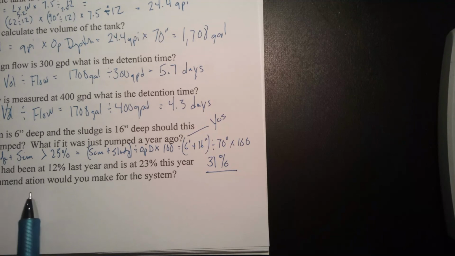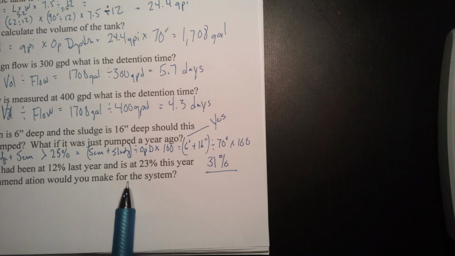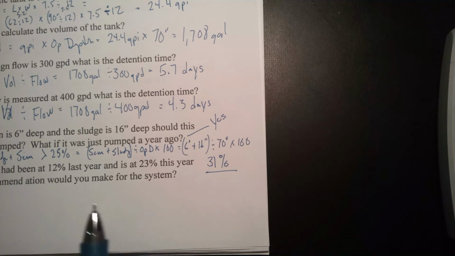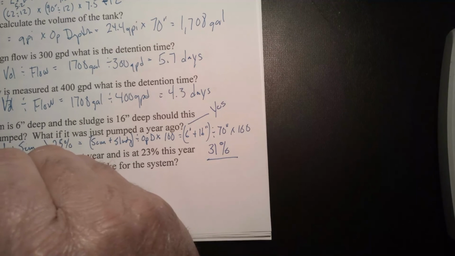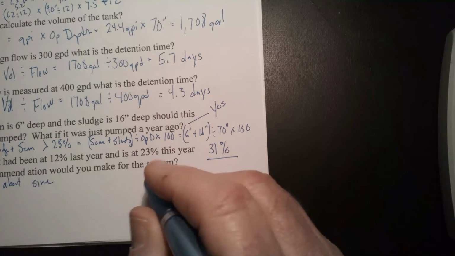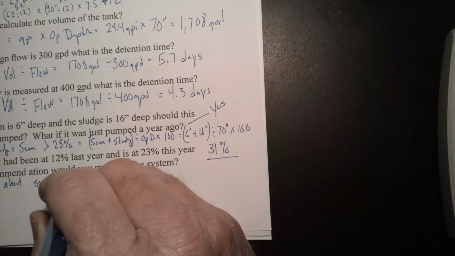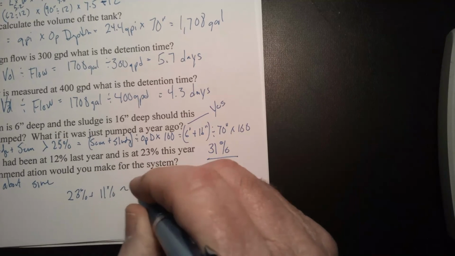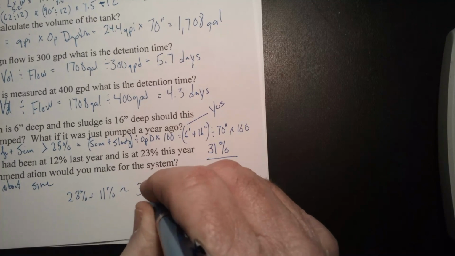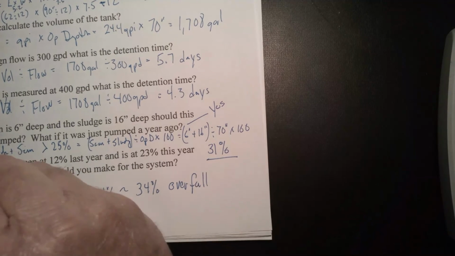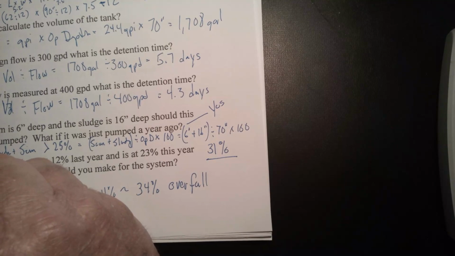If the tank had been at 12% last year and is at 23% this year, what recommendation would you make for the system? I would seriously think about pumping, since it looks like it's adding about 11%, and 23% plus 11% is 34%, which is over full. And so I would think about pumping this year.